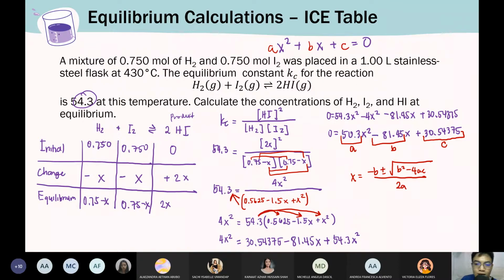Sino yung nakakopya na ng ABC? Like nyo na lang yung button. Press like button na lang kung nakopya na yung ABC. Kaya screenshot nyo na lang. Okay. So, may mga ready na. Turuan ko kayo ng shortcut.